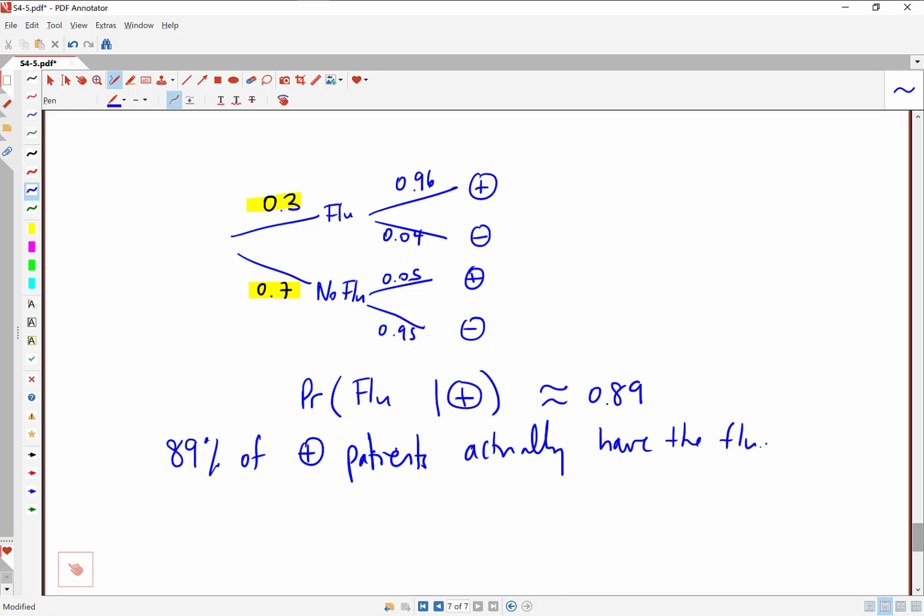So we used tree diagrams to calculate probabilities, and we saw that tree diagrams are especially useful for calculating backwards probabilities. So that's our video on tree diagrams.